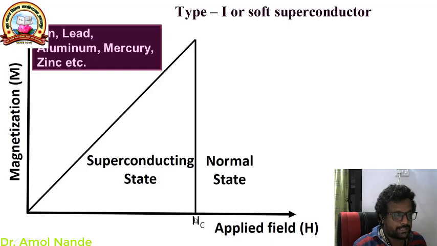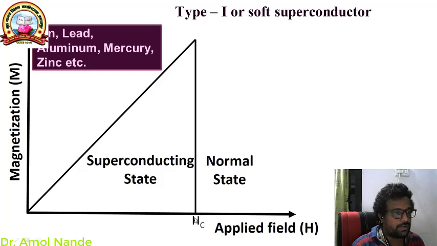normal material. That means if the material is in the superconducting state and you apply some field, and that field is below the critical value, then the material completely expels the magnetic flux lines. But as soon as you reach the critical magnetic field, the material jumps to the normal state and starts responding like a normal material, meaning the magnetic flux lines can pass through the specimen.